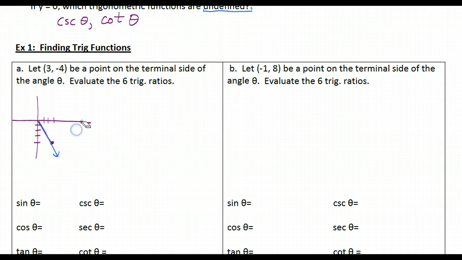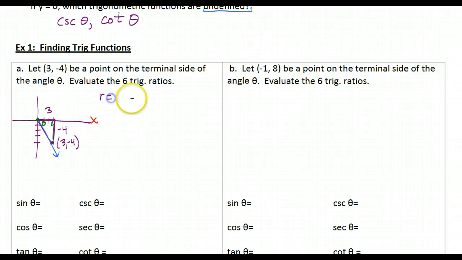Now remember, I said we always create a triangle with the x-axis. So I'm going to go down to the x-axis right there. I put my theta right next to the origin always. So theta goes next to (0, 0) always. And then let's go ahead and label some stuff. Because this is the point (3, -4), this value here is 3. This value here is -4. And I just don't know what r is. I don't know what the hypotenuse is.